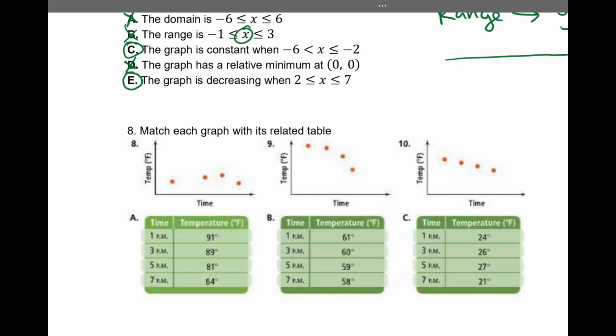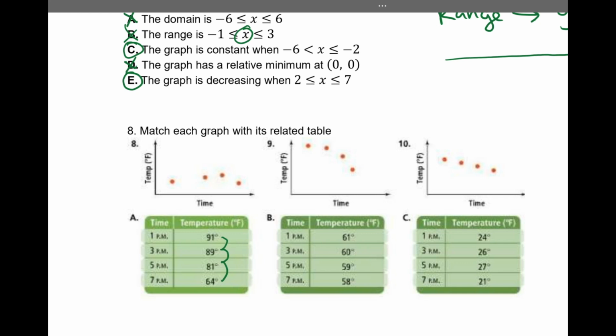All right, so all we're going to do is see if they go up, down, how much they're decreasing by, and relate it to the graph. So at 1, 3, 5, and 7, all of my times are the same. So time goes like this, temperature goes up. Time goes to the right, temperatures go up. So the first one, A, goes from 91, 89, 81, and 64. So it goes consistent, consistent, and then it drops really hard.